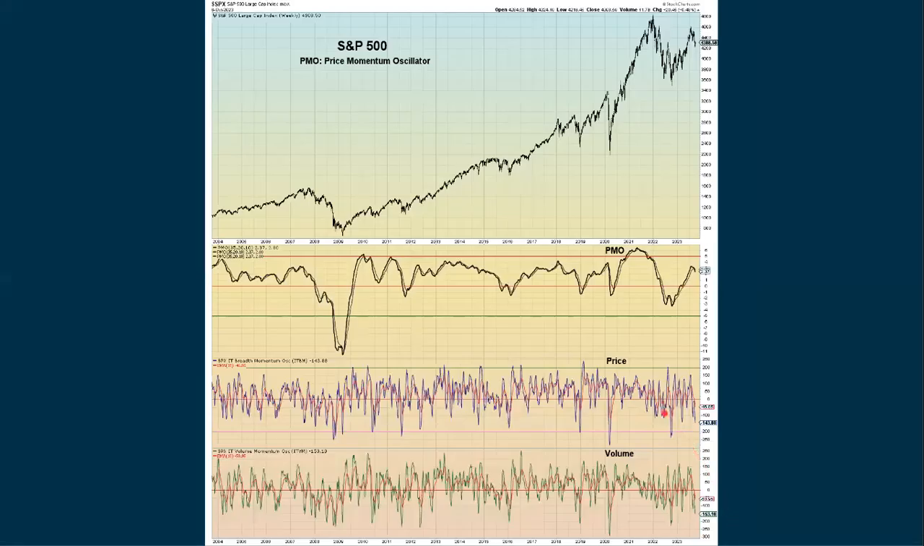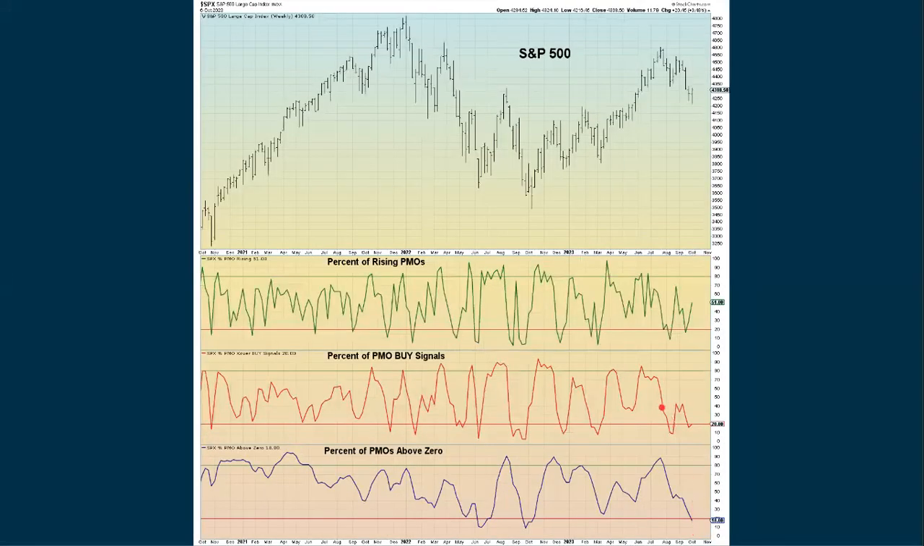The PMO, another momentum study. This is showing that we're going down with the PMO itself. We're declining based on price and volume. When we look at some PMO studies, these are all the stocks inside of the S&P, and then we measure all these different measurements of the PMO indicator. We're seeing some improvement with the rising PMOs.